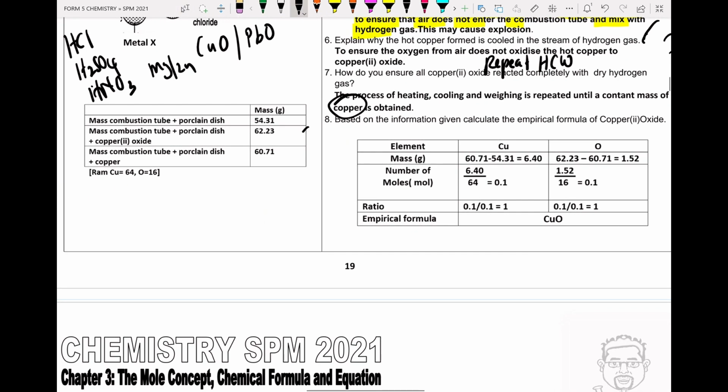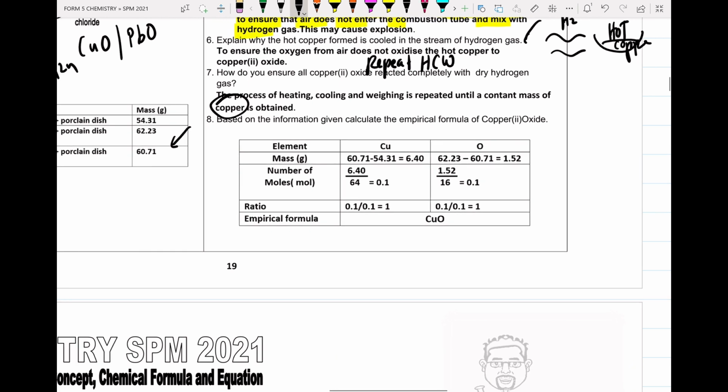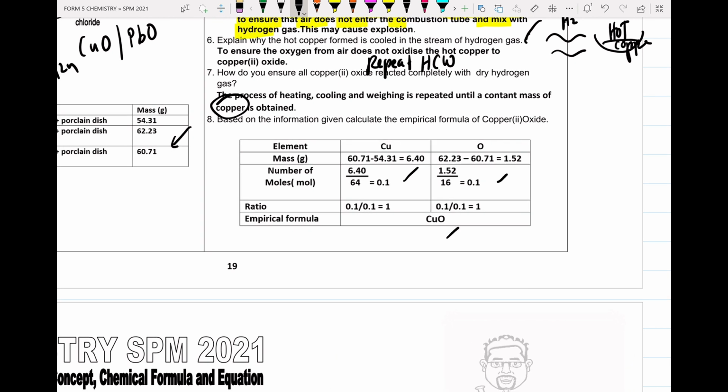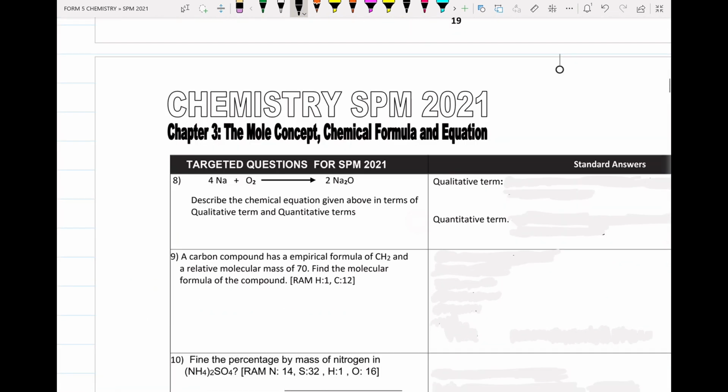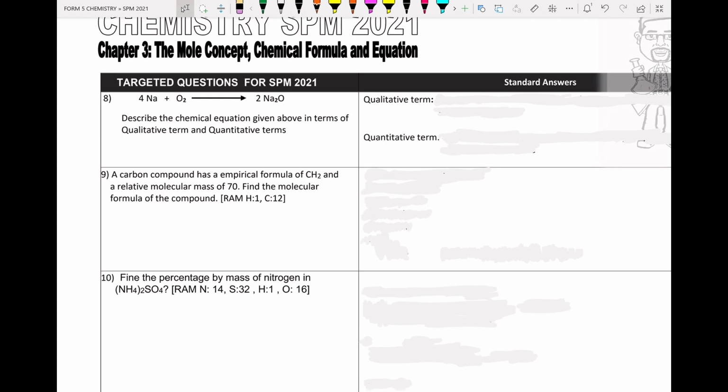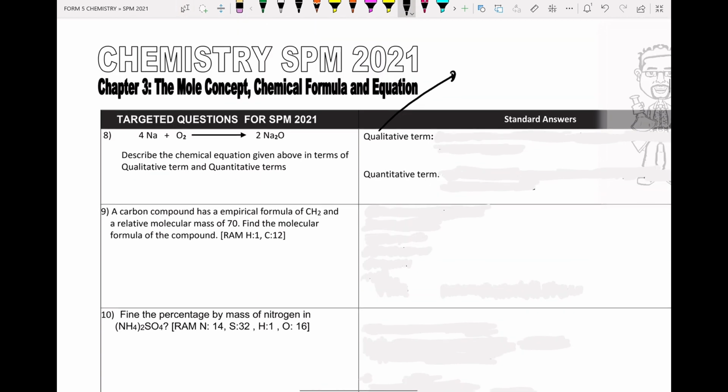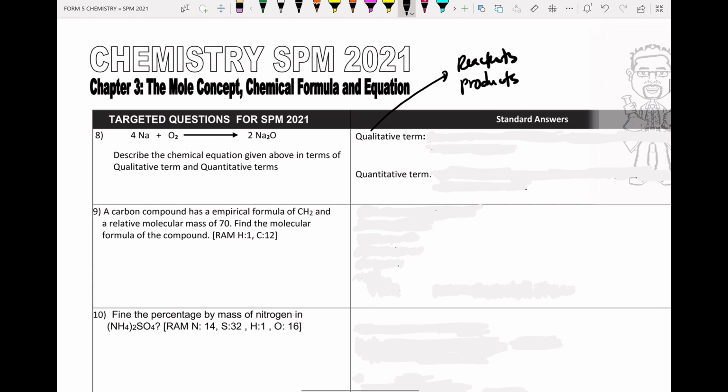Okay, based on the information given, try to do the calculation. The calculation is already done. Please check the module and try to do revision. All right, I move on to the next one. How to interpret an equation qualitatively and quantitatively? If they want qualitatively, they want the name of the reactant used, the name of the product, and their physical state. If quantitative, they want it in terms of numbers: how many moles of reactant and moles of product are produced. So look at this question.